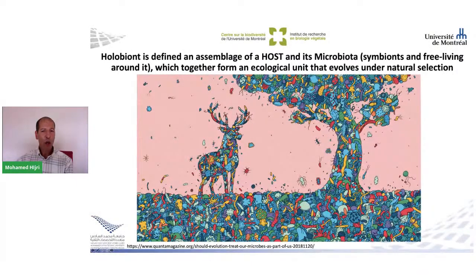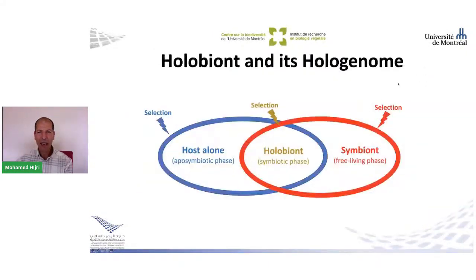So how do we define a holobiont? A holobiont is typically defined as an assemblage of the host, a human body, an animal's body, or plants, and their microbiota. In this microbiota, we can find symbionts, but also free-living microbes that interact closely or loosely with the host. Together, the host and the microbiota form what we call an ecological unit that evolves under natural selection. So it's much more complex to define this.